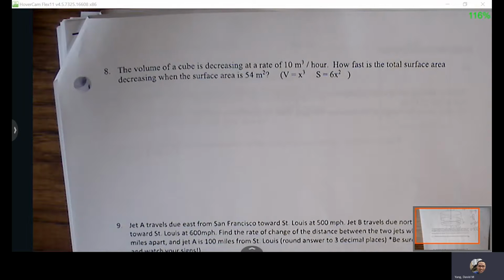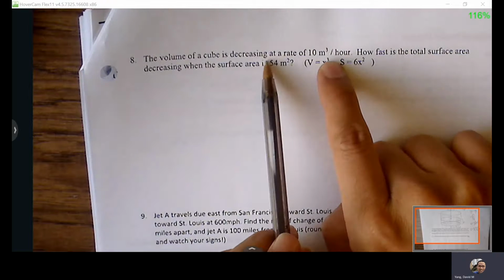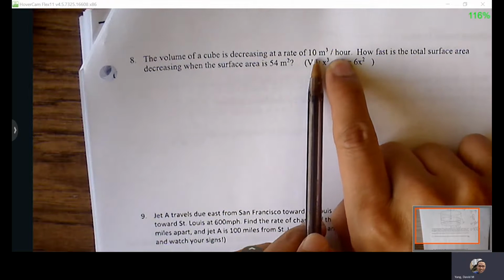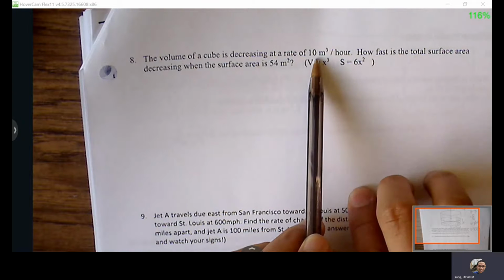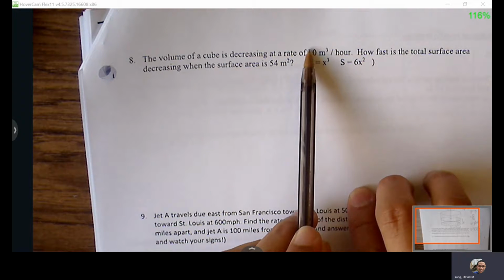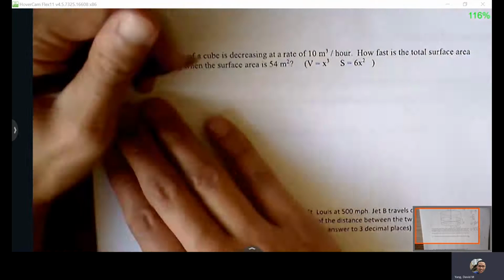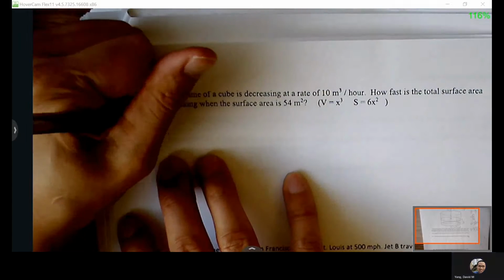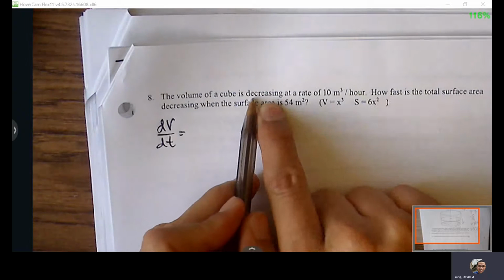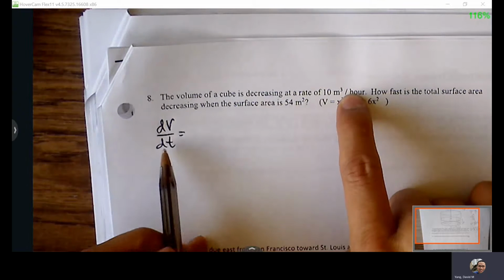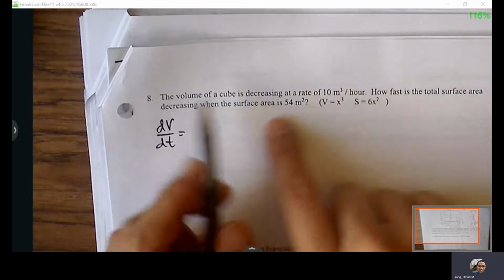Okay, so we can go ahead and start assigning these values to variables here. What do you think 10 cubic meters per hour is referring to? Yeah, so dV/dt, okay? That's right, because decreasing, yeah. Keyword there. So cubic meters per hour tells us it must be dealing with time, volume dealing with time, decreasing tells us we're dealing with a negative rate.